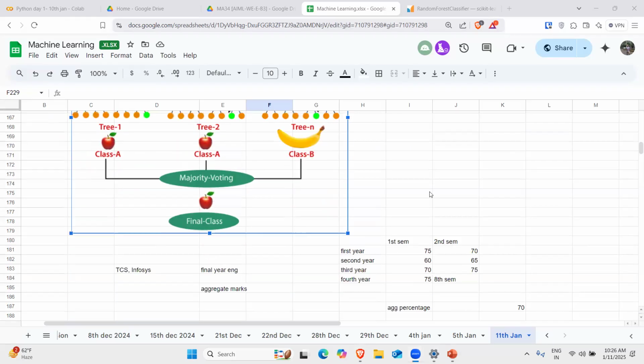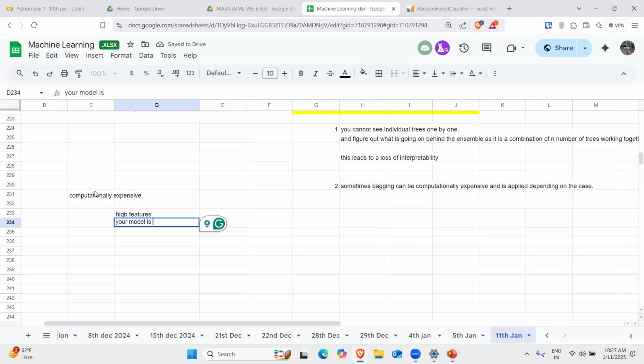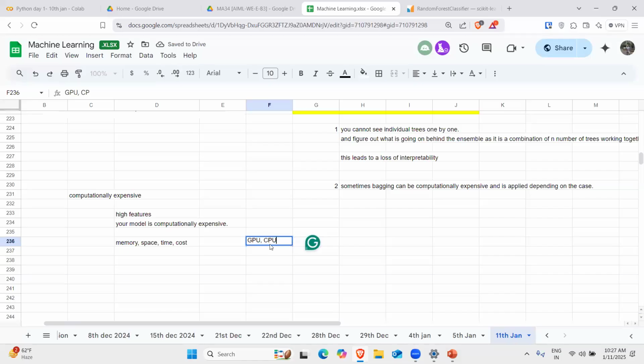There's one highly technical term, which is known as computationally expensive. What do you mean by that? Computationally expensive means whenever you have high features, we say that your model is computationally expensive. What do you mean by this? It means it requires a lot of memory, space, time, and cost as well. Why cost? Because we are in need of high GPUs, high CPUs, high RAM, right?